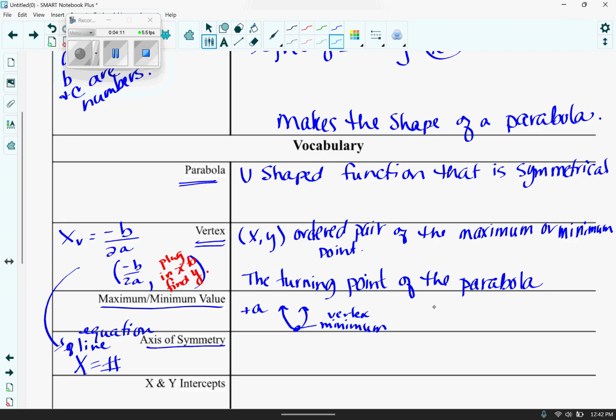If my a value is a negative a, it's going to open downward, and my vertex is going to be at the very tip top. And the tip top here is going to be the vertex, yes, but it's going to be a maximum, the highest it will ever go. It opens up, this one opens down.